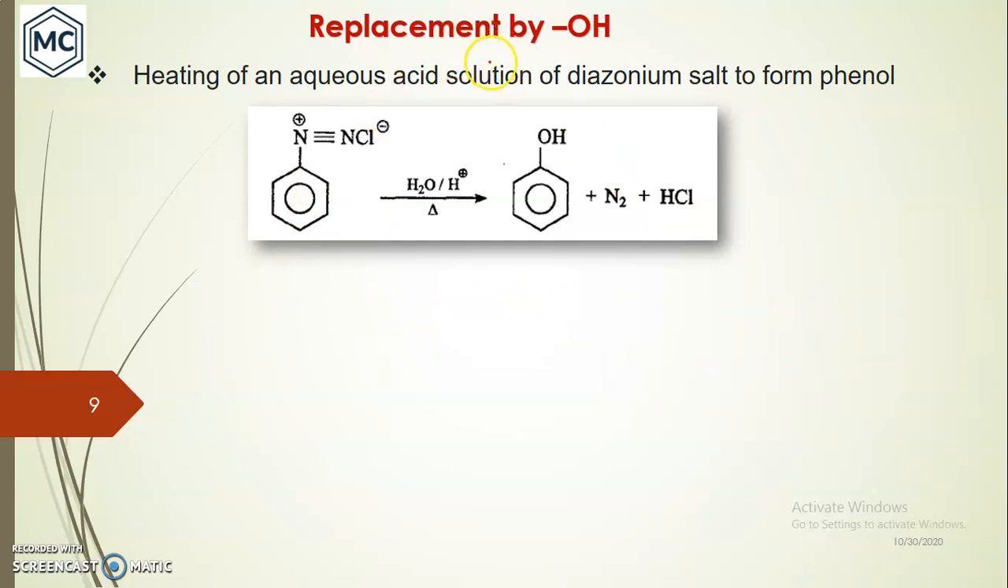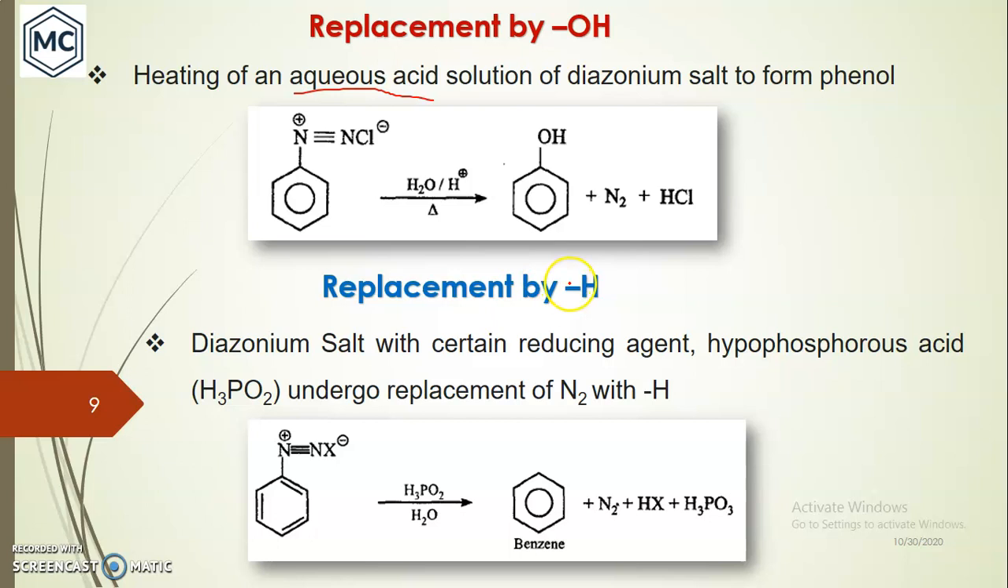Next, you can replace N2 by a hydroxyl group by heating the benzenediazonium salt with aqueous acid, H+ and water, and you get phenol. And you can replace N2 by hydrogen by treating the diazonium salt with the reducing agent hypophosphorous acid, H3PO2. It replaces N2 with hydrogen, and it forms benzene.